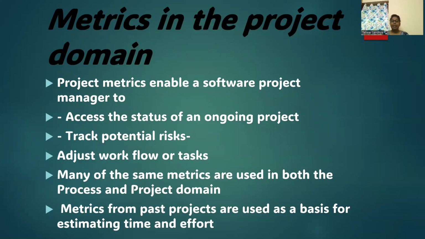Metrics in the project domain. Project metrics enable a software project manager to assess the status of an ongoing project. It will assess how to start the project and how to end the project, and track potential risk. Adjust workflow or task. Many of the same metrics are used in both the process and project domain. Metrics from past projects are used as a basis for estimating time and effort. They see the past projects, how much time and how much effort they took, and they implement the new projects with that time.